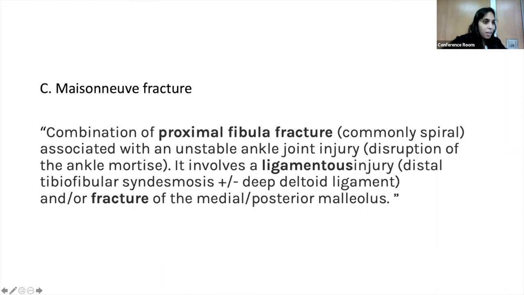Okay, so this is C, Maisonneuve fracture. This is basically something that should be suspected with injuries to the medial malleolus or deep deltoid ligament without an associated distal fibular fracture. When you're performing a syndesmosis squeeze test, you can probably detect the instability that's caused by this type of fracture.